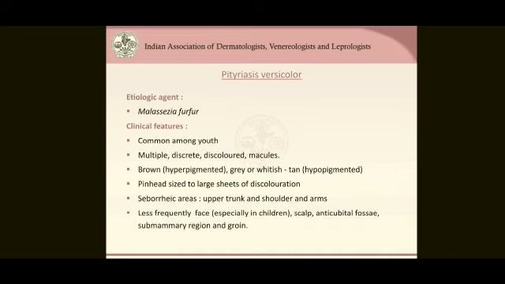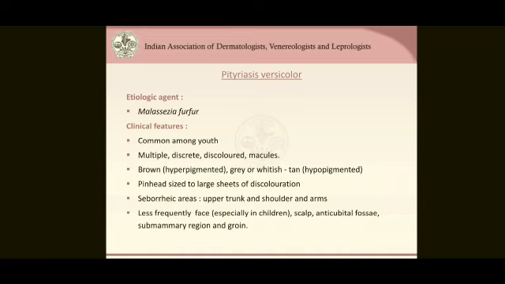Coming to the fungal infection in particular, that is Pityriasis versicolor. It is also known as Tinea versicolor. The etiological agent is Malassezia furfur. So clinically it presents mostly among the youth. It presents as multiple discrete asymptomatic discolored macules. Some may be hyperpigmented or some may be hypopigmented.